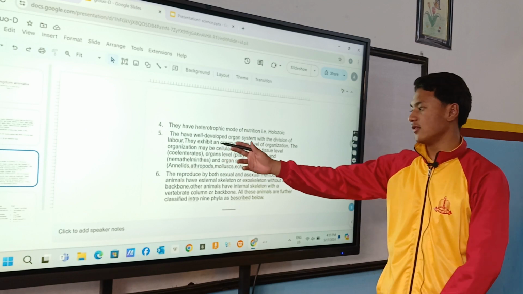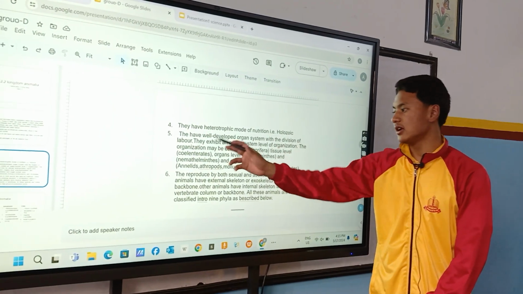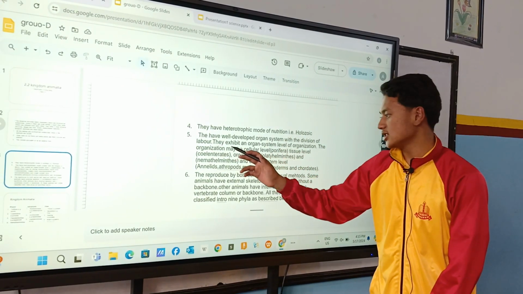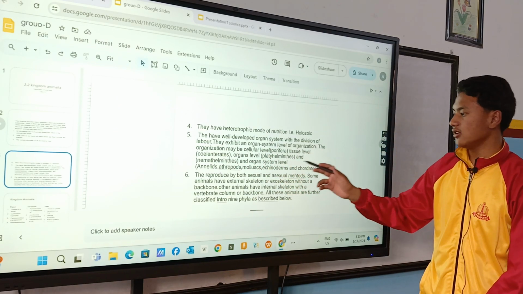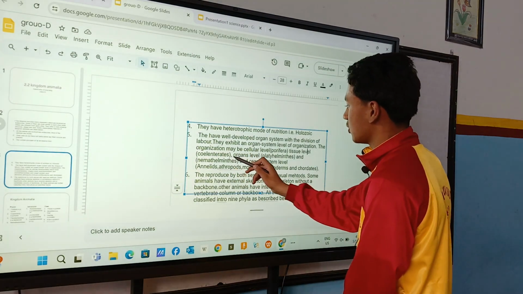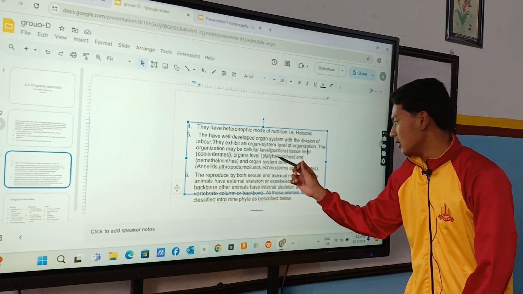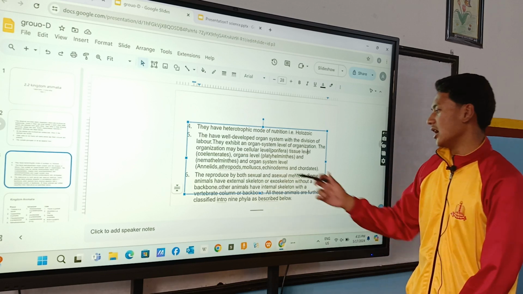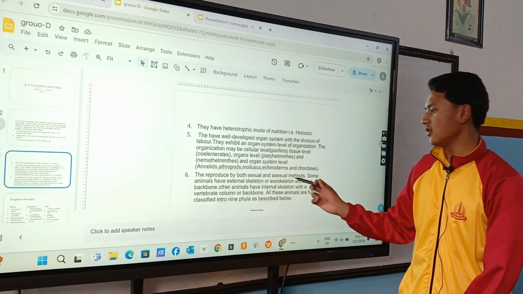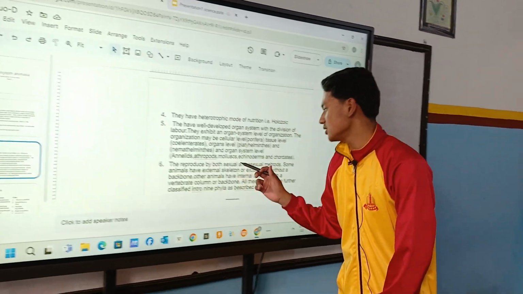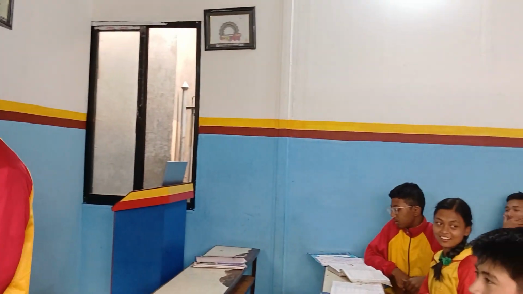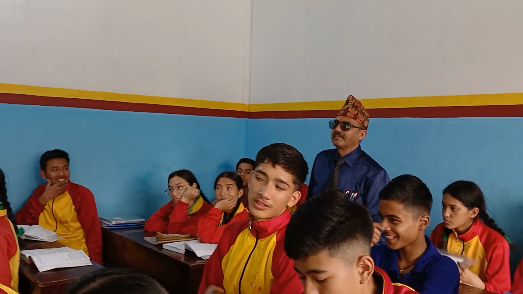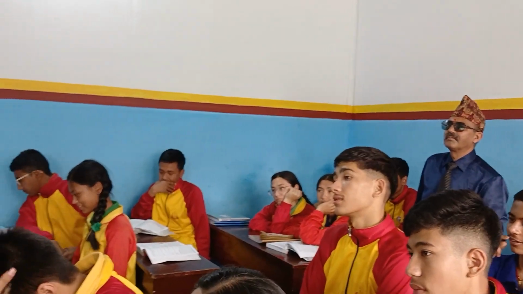They have a well-developed organ system with division of labor, and exhibit levels of organization. The organization may be at the cellular level, tissue level, coelenterates, organ level platyhelminthes and nemathelminthes, and organ system level annelids, arthropods, mollusks, echinoderms and chordates. They reproduce by both sexual and asexual methods.